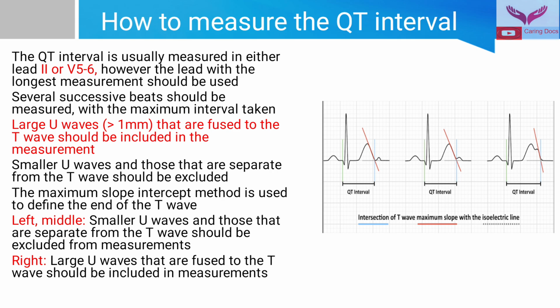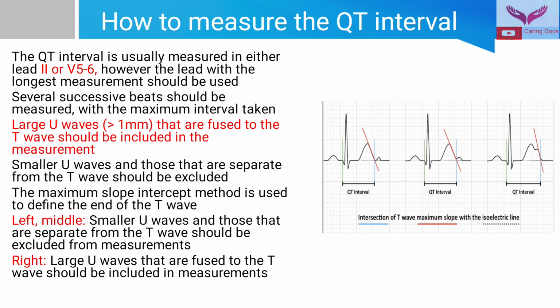The large U waves, which are more than 1 mm, that are fused to the T wave should be included in the measurements. But the smaller U waves and those that are separate from the T wave should be excluded. The maximum slope intercept method is used to define the end of the T wave.